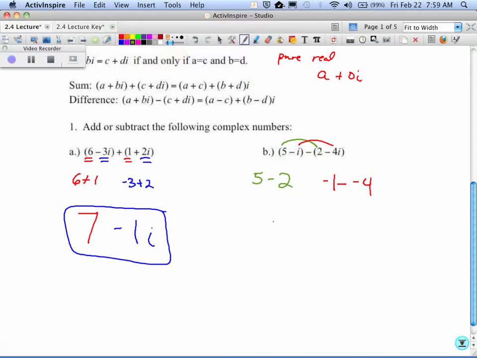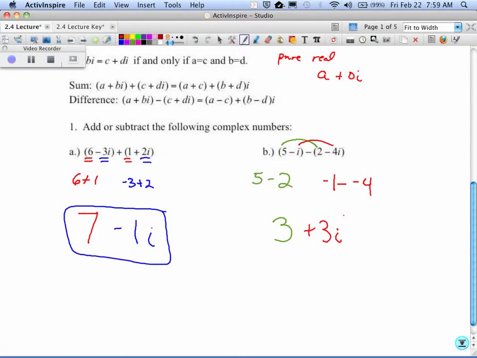3, right? What's -1 minus -4? 3. Which one's the imaginary part? The green or the red? Red's imaginary, so we put an i there.